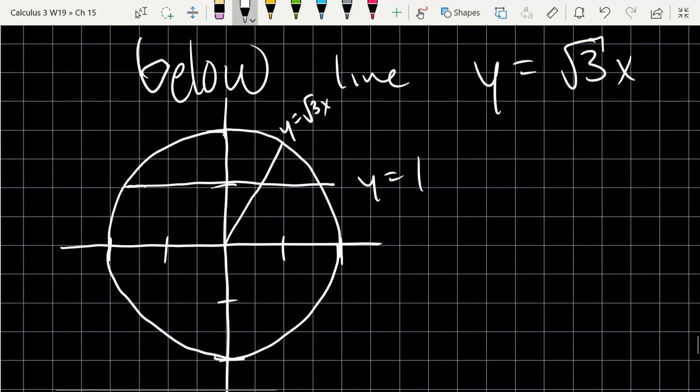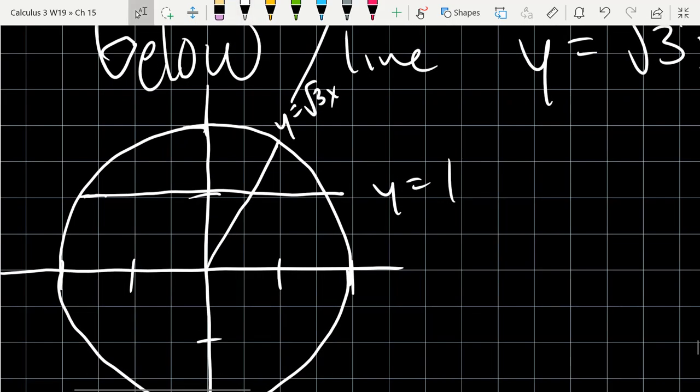Below the line I drew, which does keep going, below the line I drew and above the other line, y equals 1. So my region is now that shape right there. This is not a perfect polar rectangle.